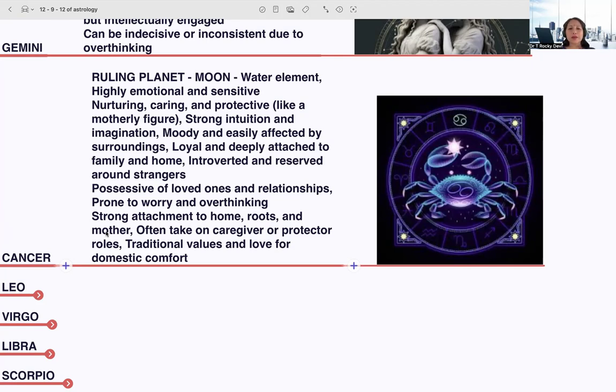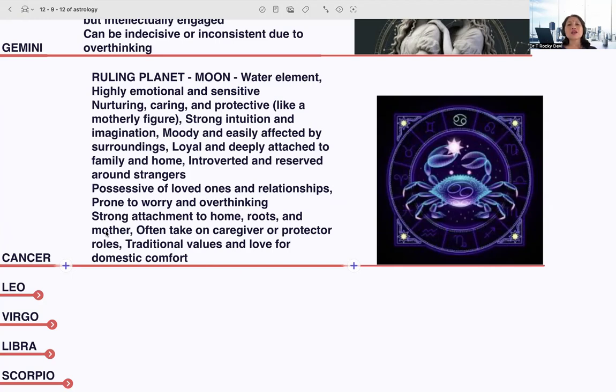Strong intuition power they have, and they are able to imagine, and they are moody and easily get influenced by surroundings. Loyal and deeply attached to families and home. They are family oriented people, introvert and reserved around strangers. They are possessive of their loved ones and relationships. They are prone to worry because their emotion is very fluctuating, so they can think many things a lot, so they're prone to worry and sometimes do overthinking.